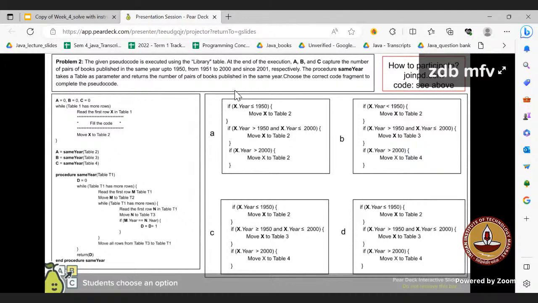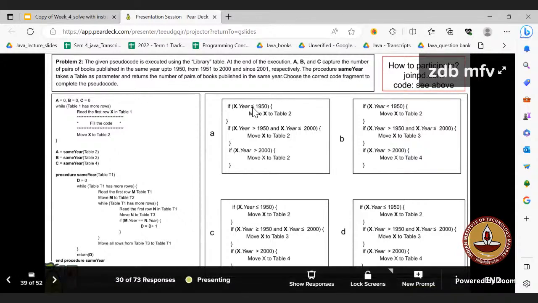No. What is A? A captures the number of pairs of books published in the same year up to 1950. Number of pairs of books which are published in the same year up to 1950. It is not the number of books up to 1950. Okay, ma'am, I got it. There's also a line in the pseudocode procedure one that if m.year is equal to m.year. That's why I asked that, but I didn't read the question that it mentioned same year.